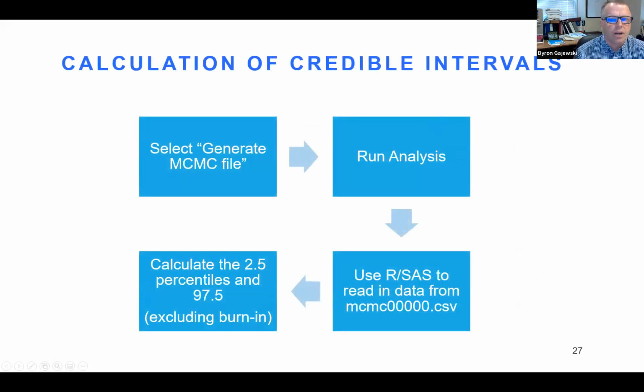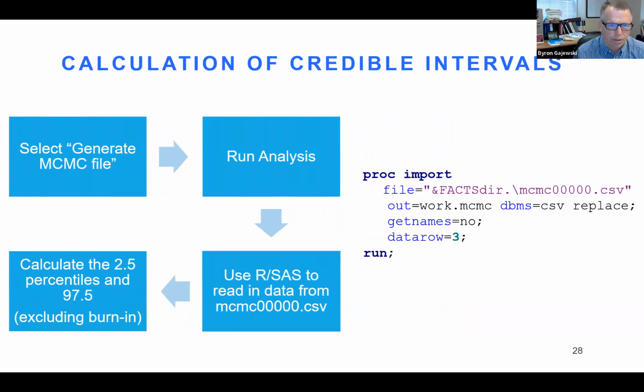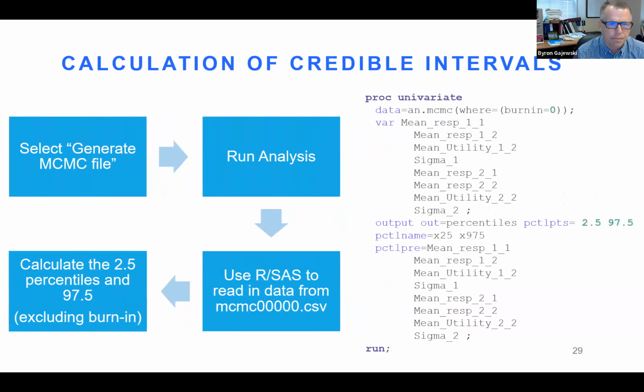So the calculation of credible intervals: you generate an MCMC file, you run the analysis, you get R and SAS pulled out, and you calculate percentiles 2.5 and 97.5%. You can also calculate different methods for credible intervals, including HPD, which may be appropriate, but this model tends to result in fairly normal posterior distributions. And so here's the proc import you could do in SAS, and then a proc univariate to calculate the percentiles in SAS.